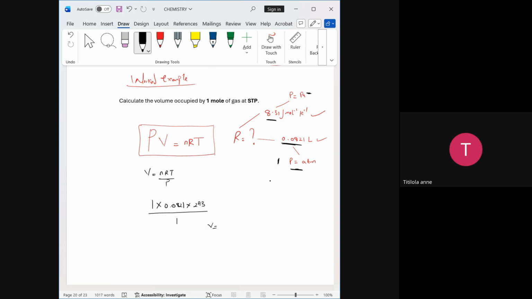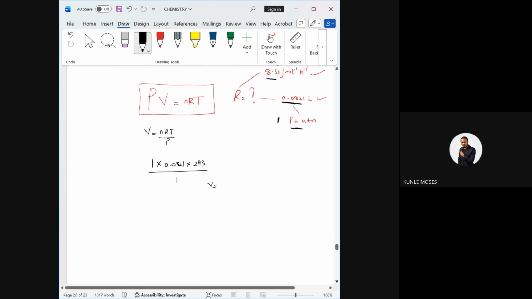Okay, thank you, sir. You're welcome. So let's quickly move to molar volume. That's the second to the last topic for today. I want us to check as many questions as possible. Let's move to molar volume and atomicity.